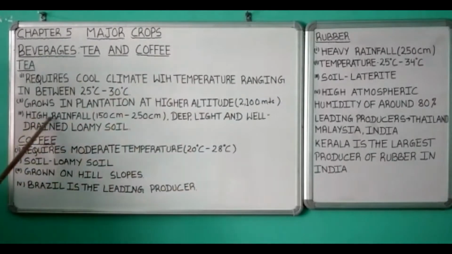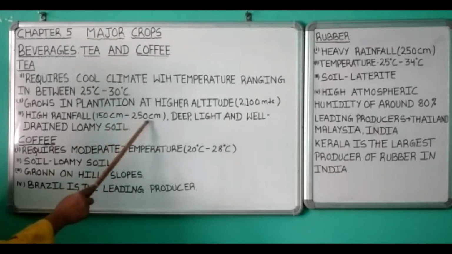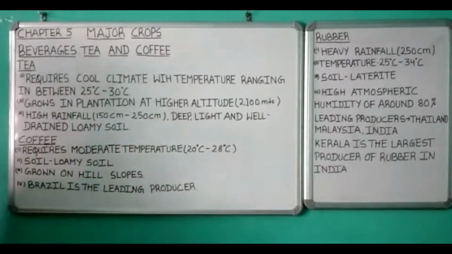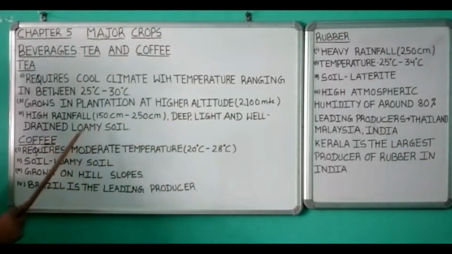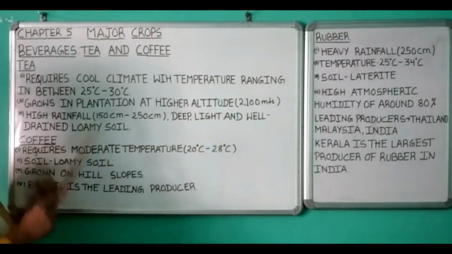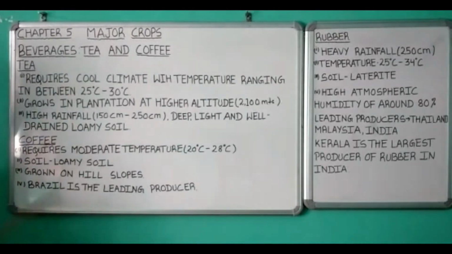Next, it requires higher rainfall, around 150 centimeters to 250 centimeters, and the soil is deep, light and well drained loamy soil. See, again, this loamy soil is very important for the growth of the crops.